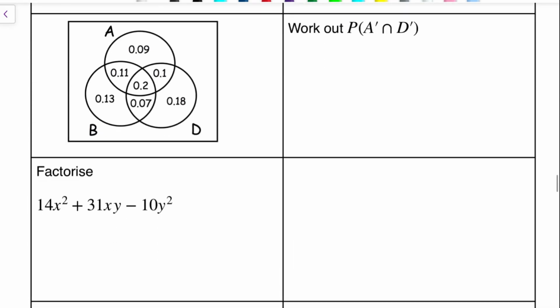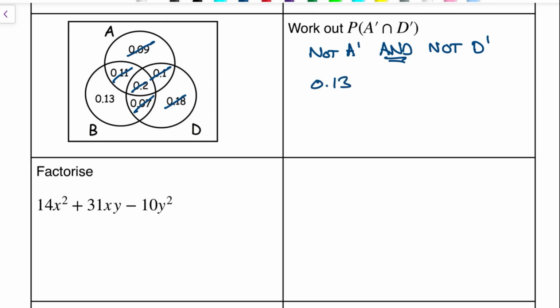Next question. Okay, so we have a Venn diagram with a lot of probabilities in, and it says work out the probability of not being in A and, keyword, because it's an intersection, so both must be true, and not being in D. Okay, so because I can do and, I can start crossing things out. So therefore I don't want that one because that is in A. So basically I don't want anything that's in A, and I don't want anything that's in D, and it must be both not in A and not in D, so therefore it's going to be 0.13.